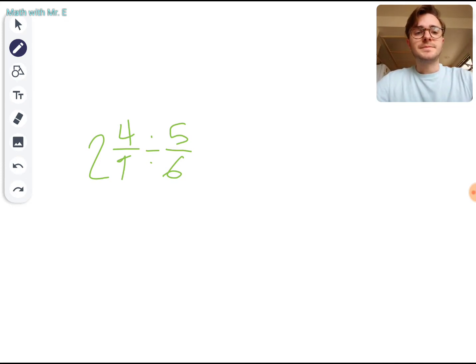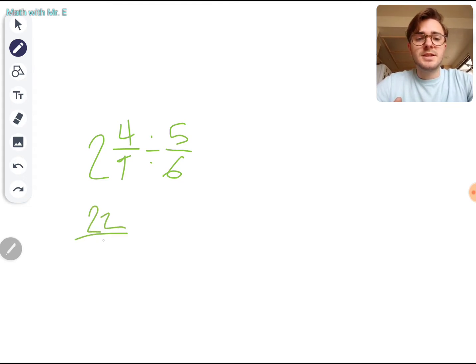Alright, so now we're going to go ahead and solve it. First, again, we want to turn this mixed number into an improper fraction. So we're going to take 2 4/9. We'll take 2 and multiply it by 9, which is 18. We'll add the numerator of 4. So 18 plus 4 is 22. And our denominator stays the same as 9. Now instead of dividing, we are multiplying. And instead of 5/6, the reciprocal of that would be 6/5.